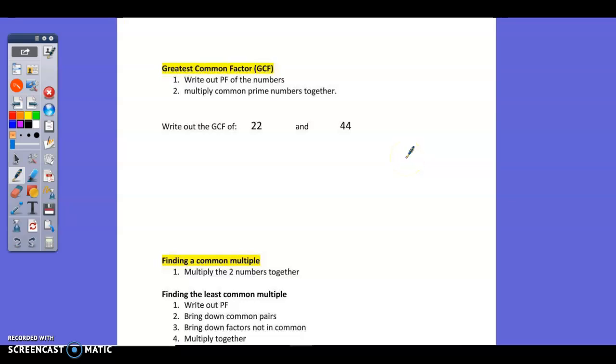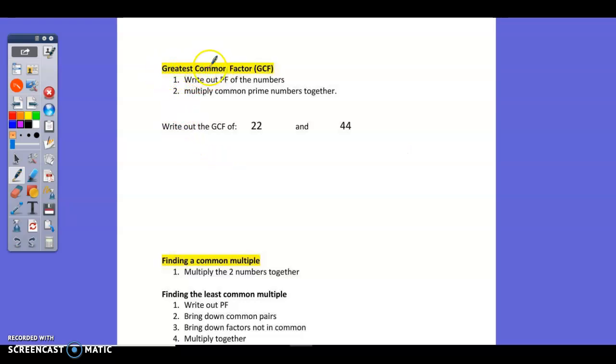All right, so for this section, we're going to go over greatest common factor and then how to find a common multiple. For greatest common factor, what we need to be able to do is build off a skill that we learned the day before, which was finding prime factorization.